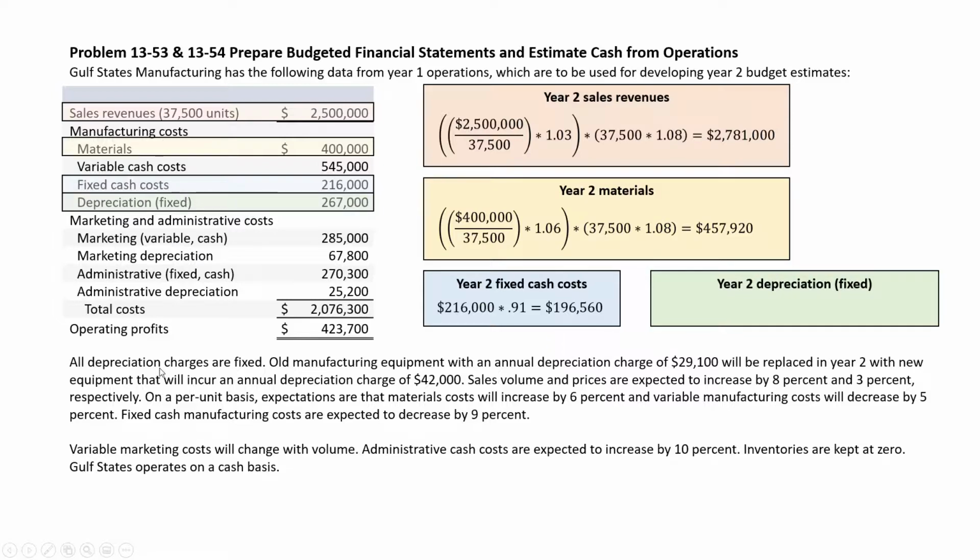One more I want to do together is depreciation under manufacturing. Again, it reiterates depreciation charges are fixed, so I'm not expecting them to change based upon volume. Something else did change them though. We got rid of some old equipment with an annual depreciation charge of $29,100, and we added a new piece of equipment with expected depreciation of $42,000. So we'll take our year one cost of $267,000, subtract out the equipment that's no longer going to be there and be depreciated of $29,100, but add in depreciation for the new equipment of $42,000, and that's going to give me $279,900 expected for manufacturing depreciation.